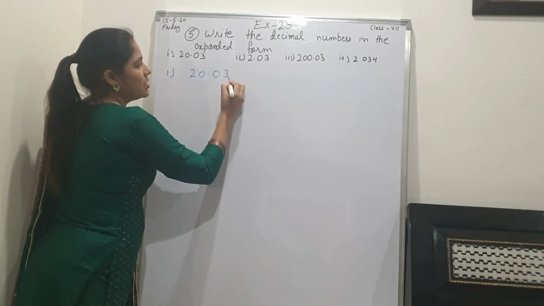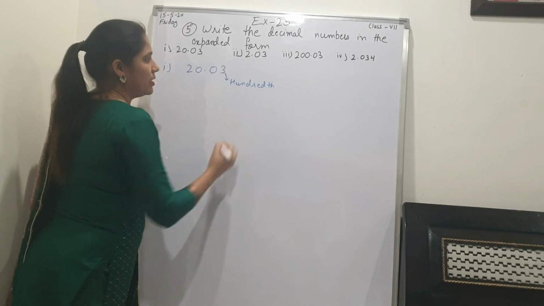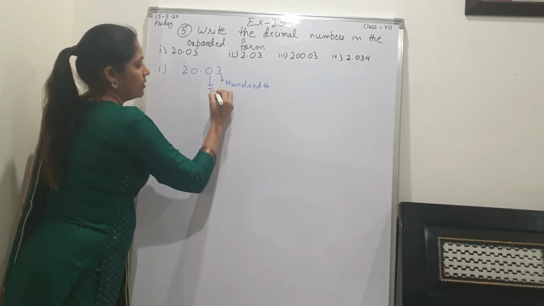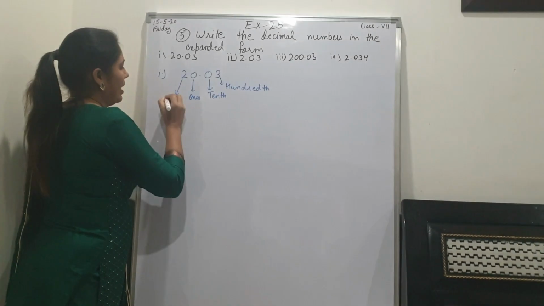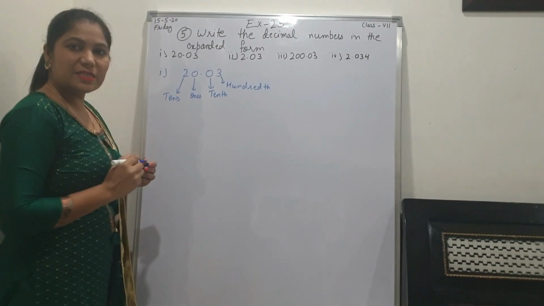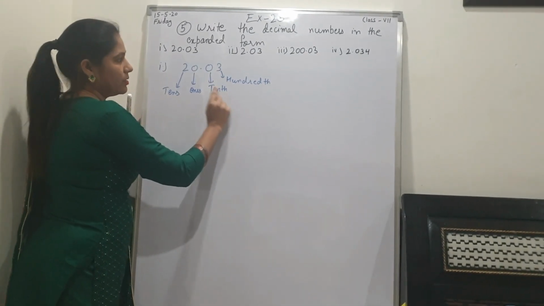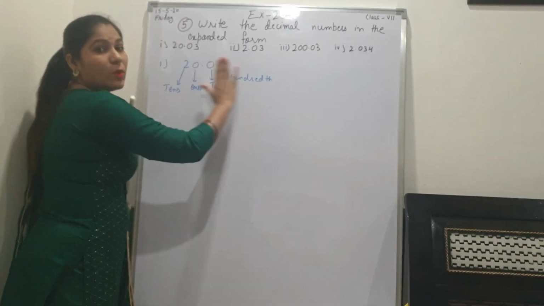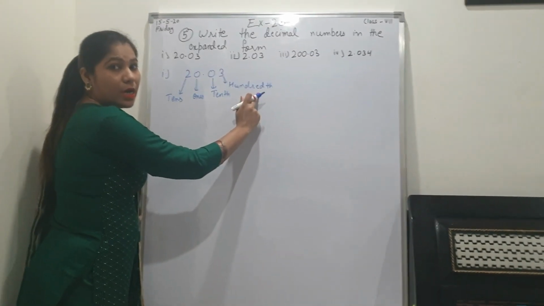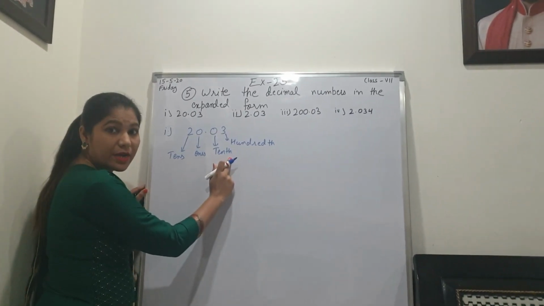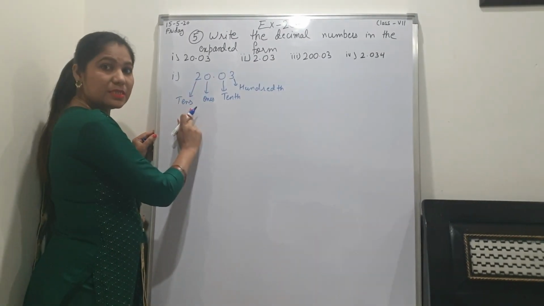So this one is our hundredth, tenth, ones and tens. From the place value chart we know this. We have to expand it. So how will we expand it? Hundredth means 1 upon 100 and tenth means 1 upon 10. Ones means 1 and tens means 10.